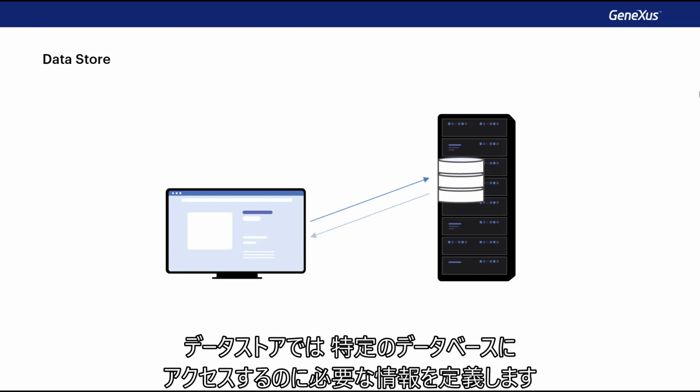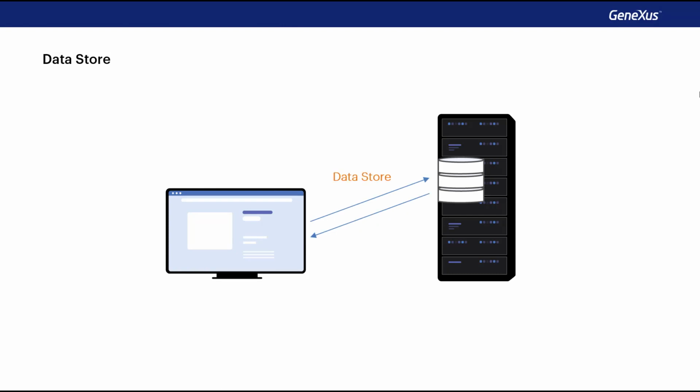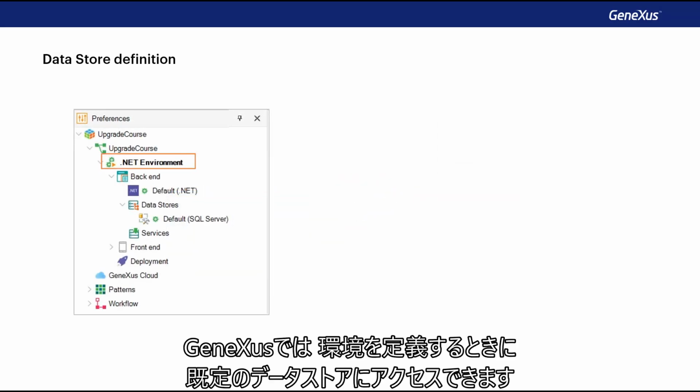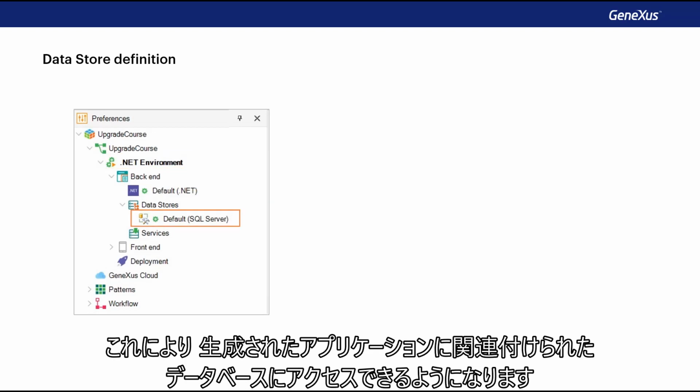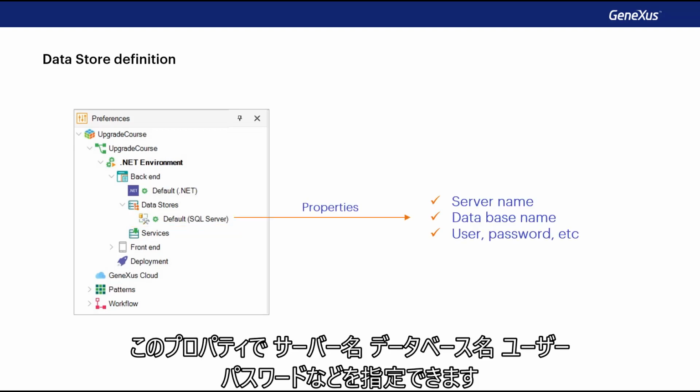A data store defines the information required to access a specific database. From GeneXus, when defining an environment, you can access the default data store that will allow you to access the database associated with a generated application. From its properties, it's possible to specify the following: the server name, the database name, user, password, and so on.